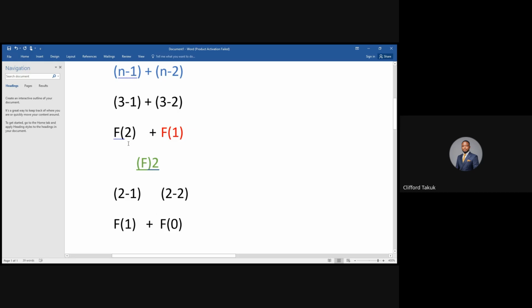Fibonacci of 1 is already 1, so we can't proceed. We have Fibonacci of 2 here. We can't leave it there, so we need to proceed to find Fibonacci of 2. So the Fibonacci of 1 ends there, because Fibonacci of 1 is already 1. There's no calculation for that again.